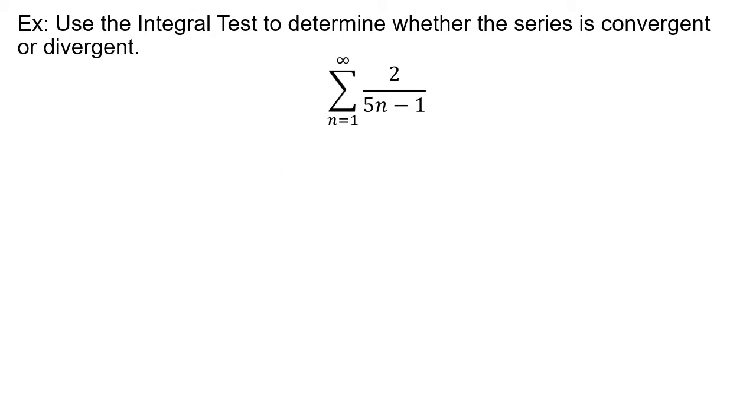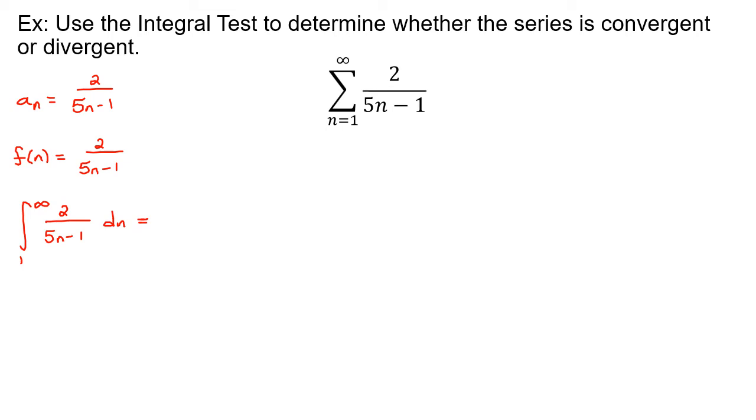Okay, how about this one? If I want to do the integral test here, then my a sub n would be 2 over 5n minus 1. And that's my function. And so if I integrated that, I would have the integral of 2 over 5n minus 1 dn. And so you have to decide, how do you integrate that? Well, hopefully you all remember from Cal 2 that this is a natural log.